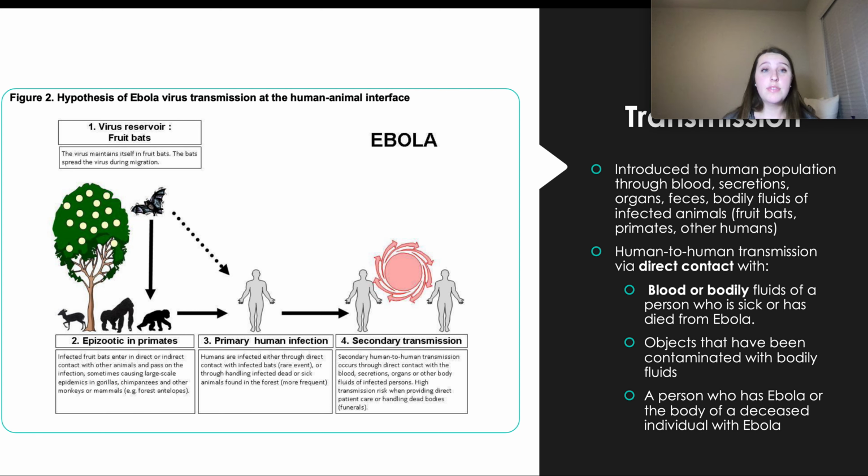Once the virus is in humans, it can be spread to other humans through direct contact with blood or bodily fluids of a person who is sick or has Ebola. It can also be spread through objects that have been contaminated with bodily fluids. And even the deceased body of an individual with Ebola can transmit the virus to other people. Specifically, healthcare workers and burial workers are at risk for this.